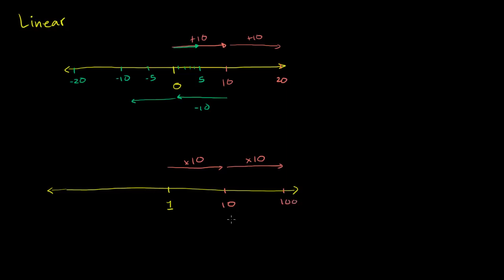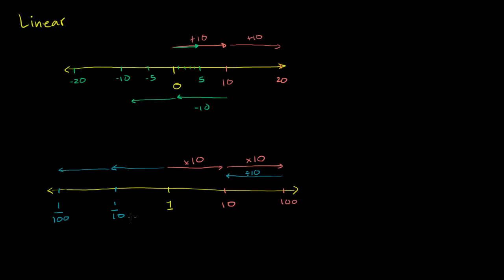I think you can already see the difference that's happening. And what about moving to the left that distance? Well, if we start at 100 and move to the left that distance, what happens? Well, I divide by 10. 100 divided by 10 gets me 10. 10 divided by 10 gets me 1. And so if I move that distance to the left again, I'll divide by 10 again. That would get me to 1/10. And if I move that distance to the left again, that would get me to 1/100.